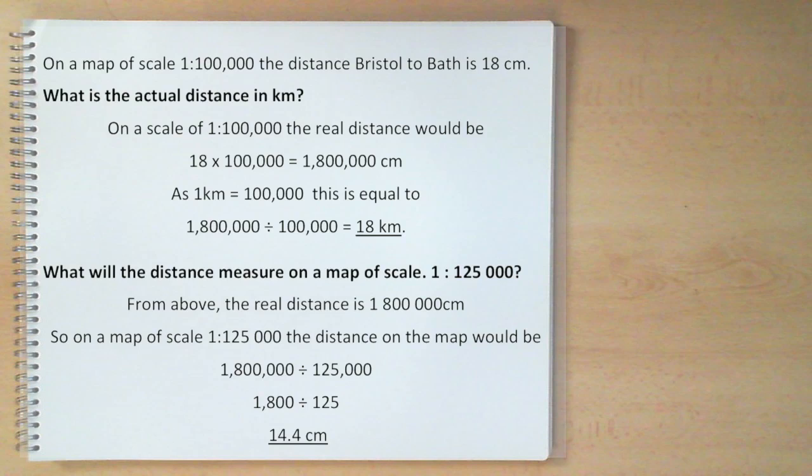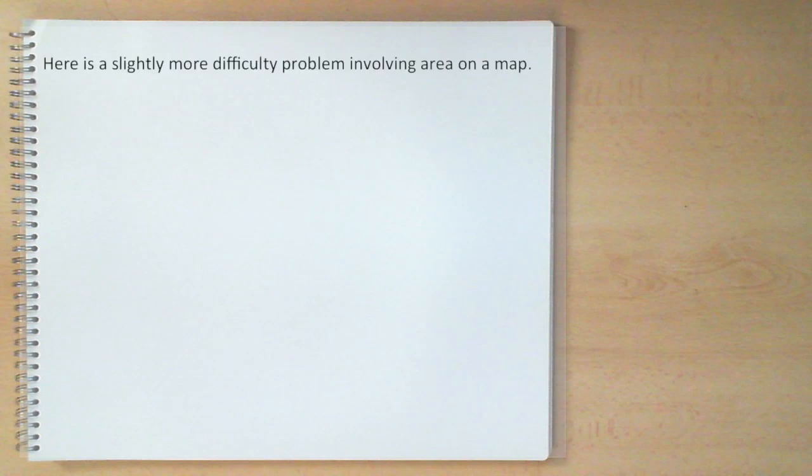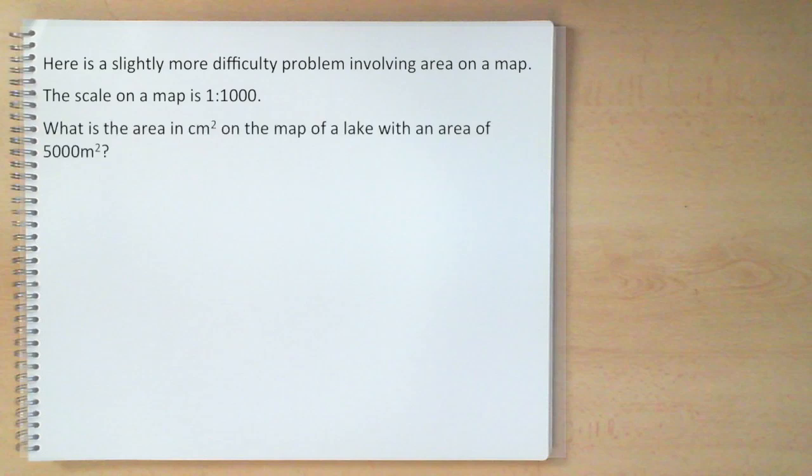Okay, let's look now at some slightly trickier examples involving areas on maps. So we're going to use a map of scale 1 to 1000, so quite a detailed map. We want to know what is the area in centimetres squared on the map of a lake that actually has an area of 5,000 metres squared in real life.